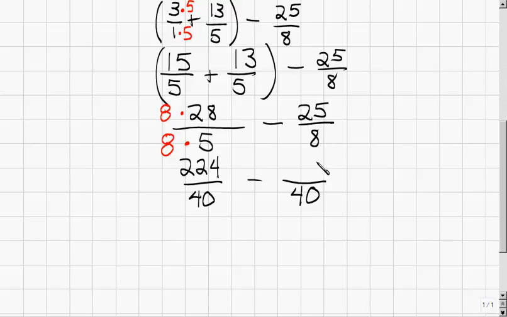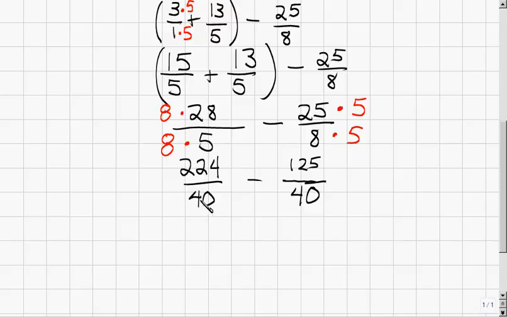Similarly, to convert our other fraction, we need to multiply 8 by 5 to get 40. So we'll also multiply the numerator by 5. 5 times 25 is 125, if I'm correct. Sorry about the color. This becomes 125 over 40.